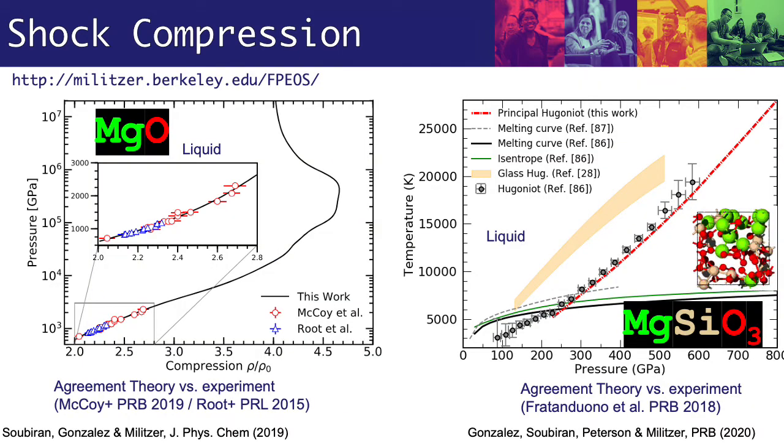We have successfully done it in the past for several materials, in particular for magnesium oxide and for MgSiO3, where you can see here that our predicted shock-Hugoniot curve, here in black, agrees perfectly well with experiments at pressures that go even up to 3000 GPa. In the case of MgSiO3, we also have very nice agreement for shock compression experiments that went up to 10,000 Kelvin in temperature.